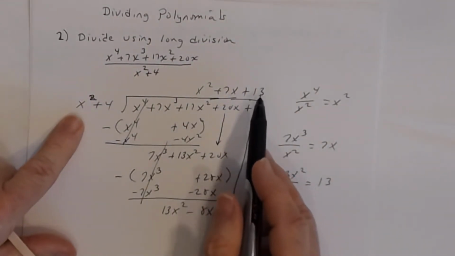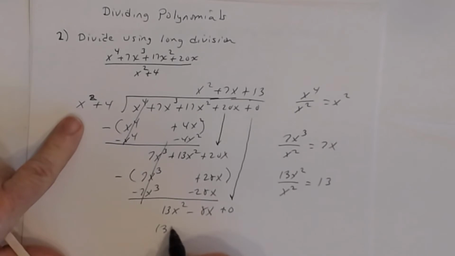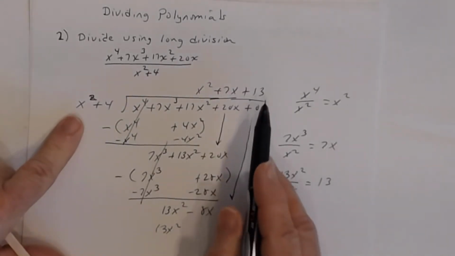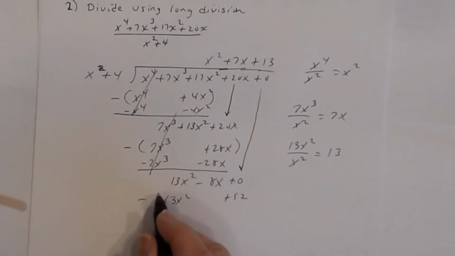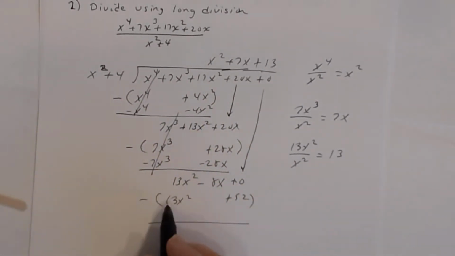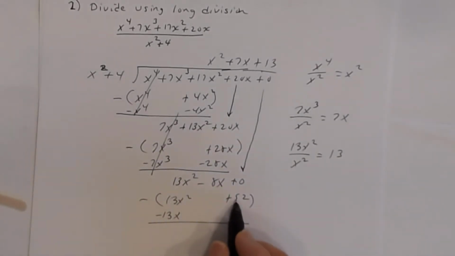Then you multiply. 13 times x squared is 13x squared. That's what you wanted, because you want this to be the same as this. 13 times 4, if you need to use your calculator, use your calculator. So 13 times 4 on the calculator is 52. Make sure you put it in the right place though. So 52 goes here. And then you're going to subtract. The opposite of 13x squared is a negative 13x squared. The opposite of a positive 52 is a negative 52.